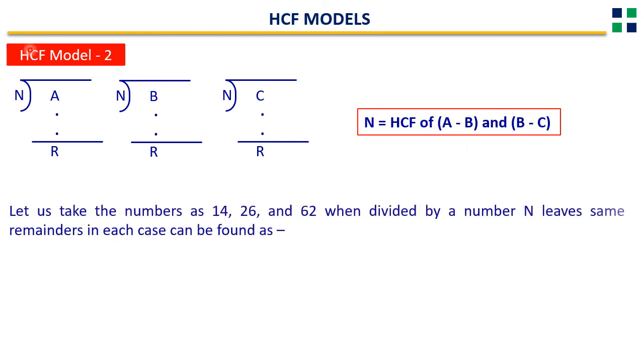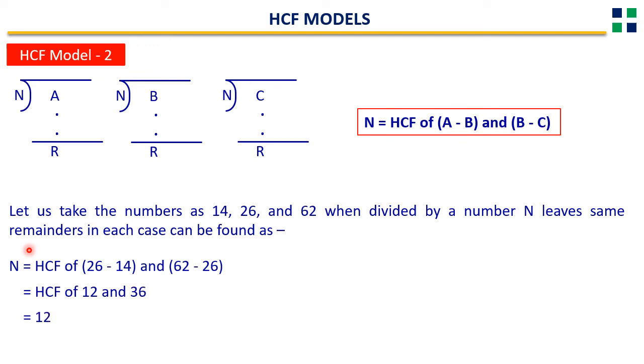Let us take the numbers 14, 26 and 62 which when divided by the number n leaves the same remainder in each case as follows. So here n can be calculated as difference of 26 and 14 and difference of 62 and 26, which is equal to HCF of 12 and 36, which is equal to 12. So if I divide 14 with 12, I get the remainder as 2. Even if I divide 26 with 12, I get the same remainder 2. And if I divide 62 with 12, I get the same remainder 2.